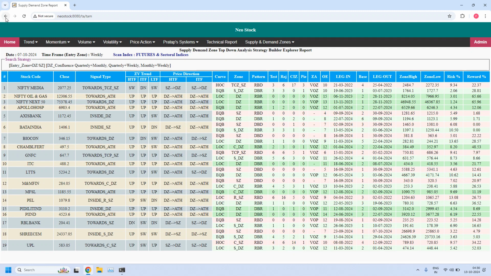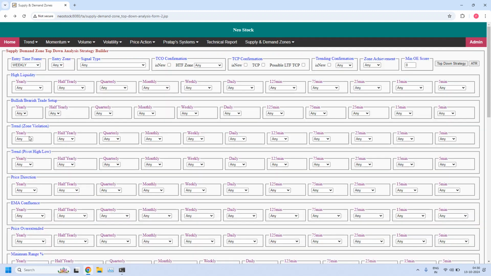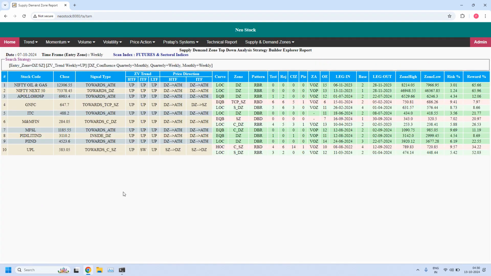So in this, further, if you want to reduce, look for trend, uptrend, because these are the demand zones. Trend weekly, because the entry time frame is weekly. So look for uptrend. Weekly trend should be uptrend. How many stocks? Now it's come down to 10.